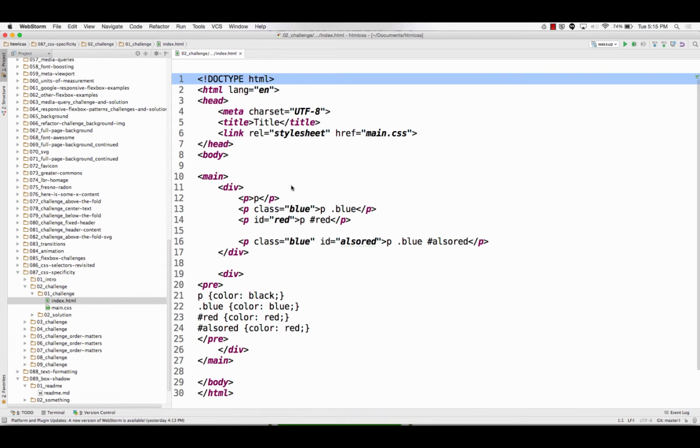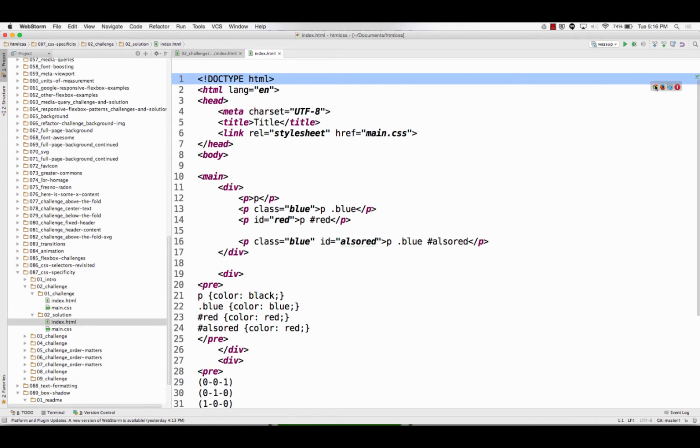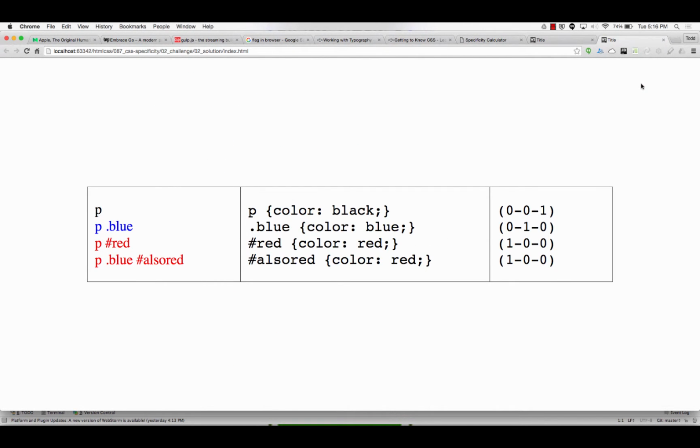Let's look at the answer. Okay, and there are their specificities. The class has 1, 0 if you dropped them all in, and the IDs have 1, 0, 0. So I have to be here to explain that a little bit.